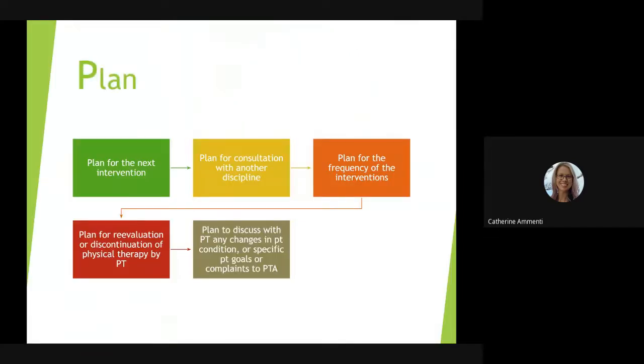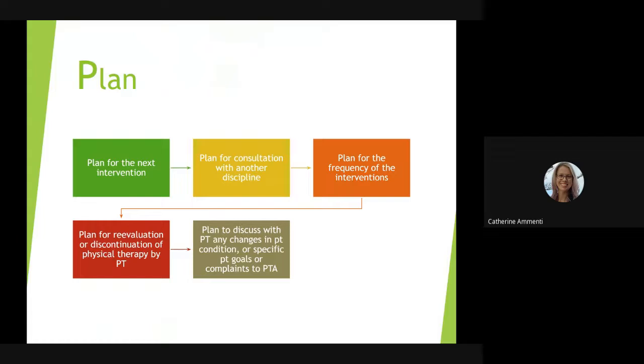So the plan includes the plan for the next intervention. If there's a plan for consultation with another discipline, make sure you include the frequency and duration of the subsequent visits. So if the patient got a prescription for 12 visits and the PT's plan of care is for 3 times a week for 4 weeks to meet the 12 visits, and you're on visit number 3, your plan, your frequency and duration is not going to be 12. It's not going to be 3 times 4. What would it be? So think about that.